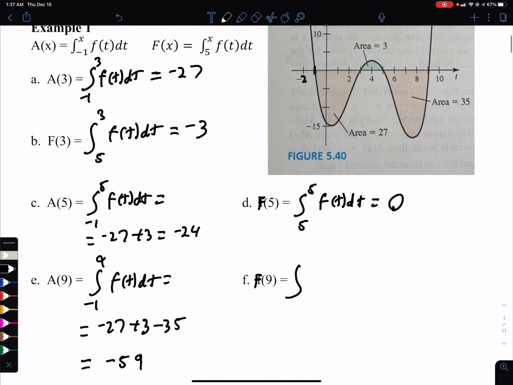And then the last one will be the integral. And we're starting at 5 on F because they told us. And we're ending at 9. So this will be from here to here, which will be -35 because it's below the x-axis.